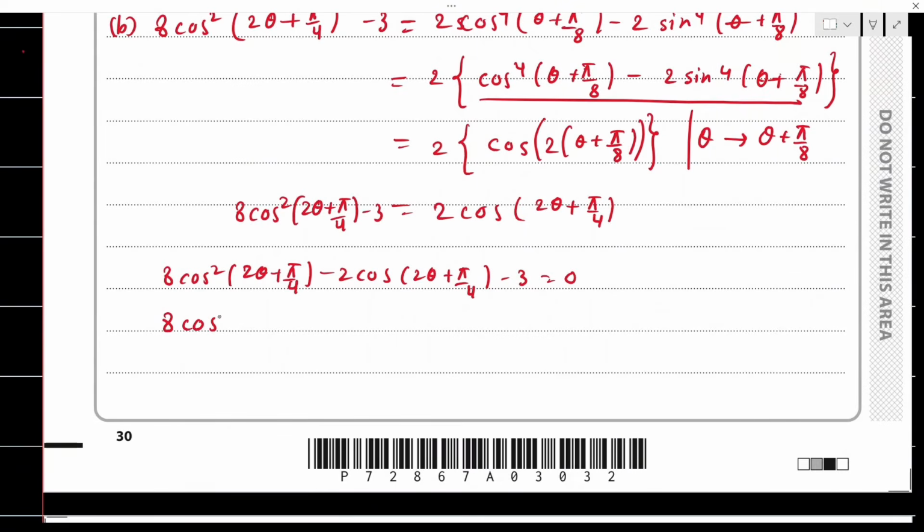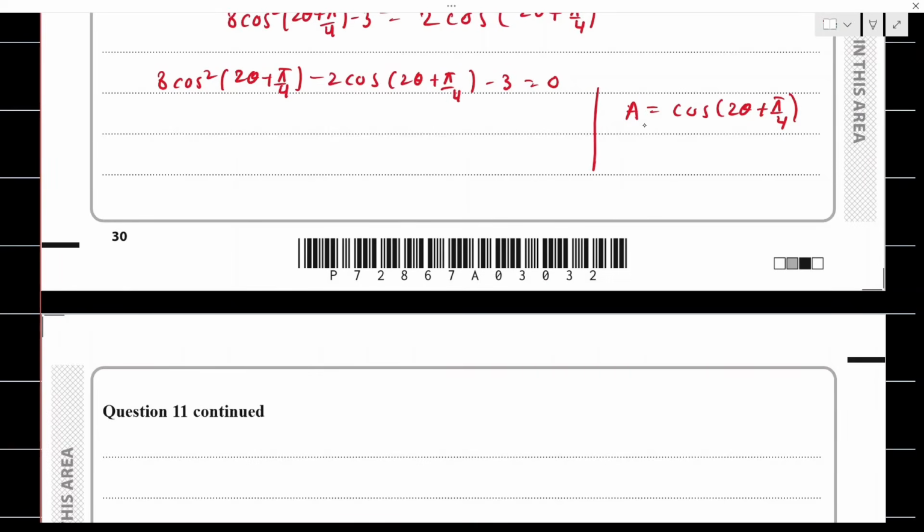So to solve this, I can assume that a is equal to cos 2 theta plus pi by 4. This is just for simplification purposes. So this gives us 8a square minus 2a minus 3 equals 0 as our expression, and we can see that this is a quadratic expression, and this can be factorized using the middle term method. So we can write 8a square minus 6a plus 4a minus 3 is equal to 0.